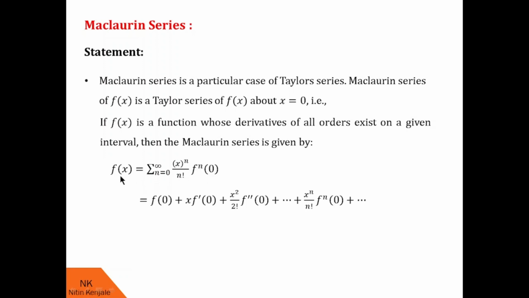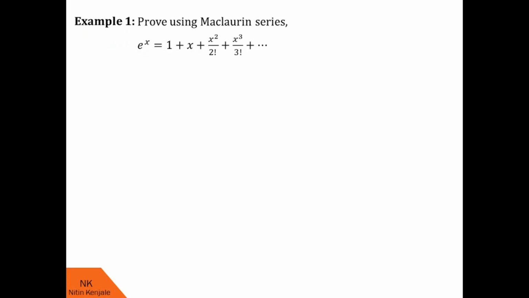That is, Maclaurin series of f of x is equal to f of 0 plus x into f dash of 0 plus x square upon 2 factorial into f double dash of 0, and so on. Its (n plus 1)th term will be x raised to n upon n factorial into nth derivative of f at point 0. Now let us proceed with some real examples on Maclaurin series.